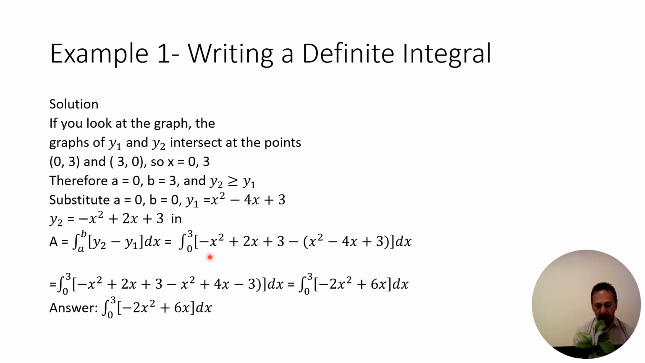Here y2 equals minus x squared plus 2x plus 3, and y1 is x squared minus 4x plus 3. So we open the parentheses and distribute the negative sign. You will have negative x squared plus 2x plus 3 and negative x squared plus 4x minus 3. We simplify and get the integral from 0 to 3 of minus 2x squared plus 6x. Since the question says do not evaluate, that's the answer you're going to input on the web assignment.